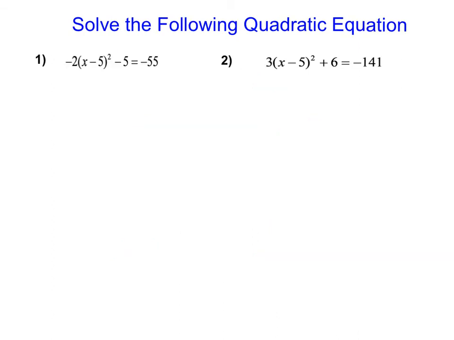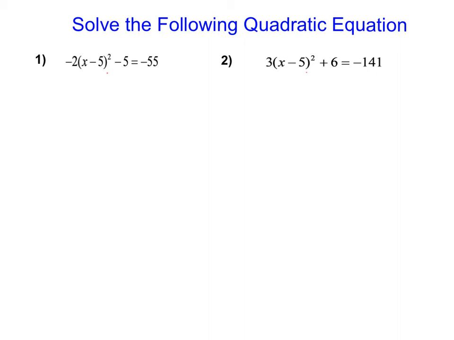So finally on this slide, I'm going to show you how we can use the square root strategy to solve for both real and imaginary solutions. So we have two examples here. One of these examples has two real solutions, and one of these examples has two complex solutions. And we'll talk about which one has which at the end.